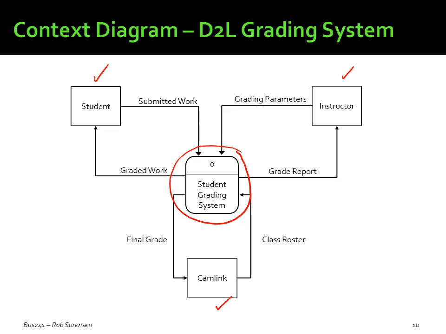The student submits some work, like a quiz, and the grading system grades it and returns the graded work. So the student submits work, that's the data that's going in, submitted work. Notice I say it's submitted work and not submits work because that would be called a process. This is actually describing the submitted work data. All right. What comes back out? Graded work. After it's all done, it comes back out and goes to the student.